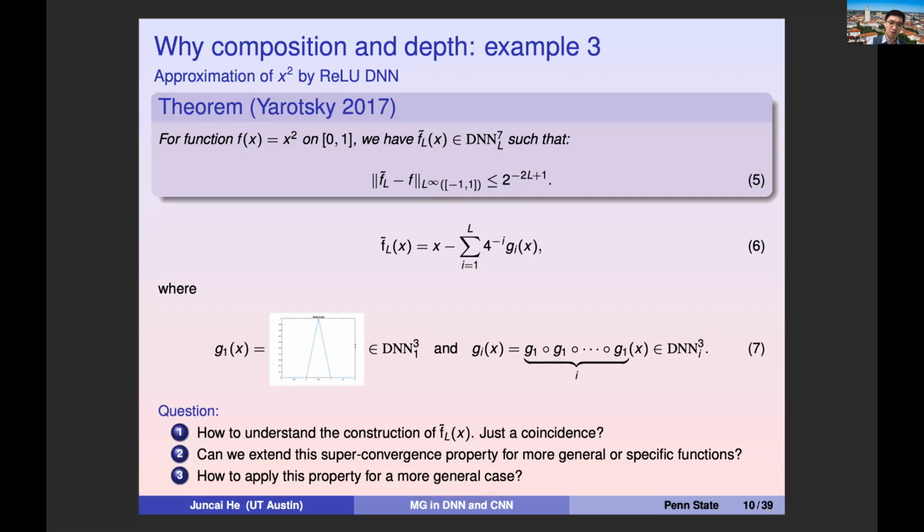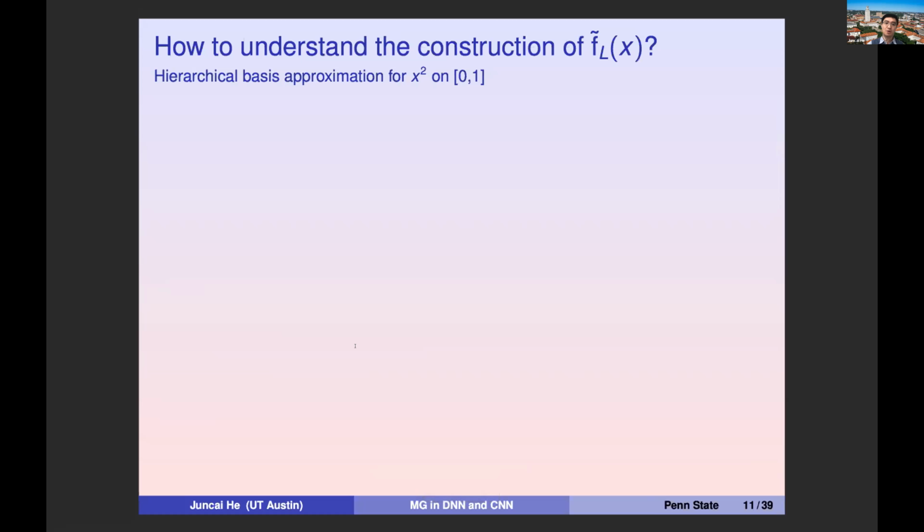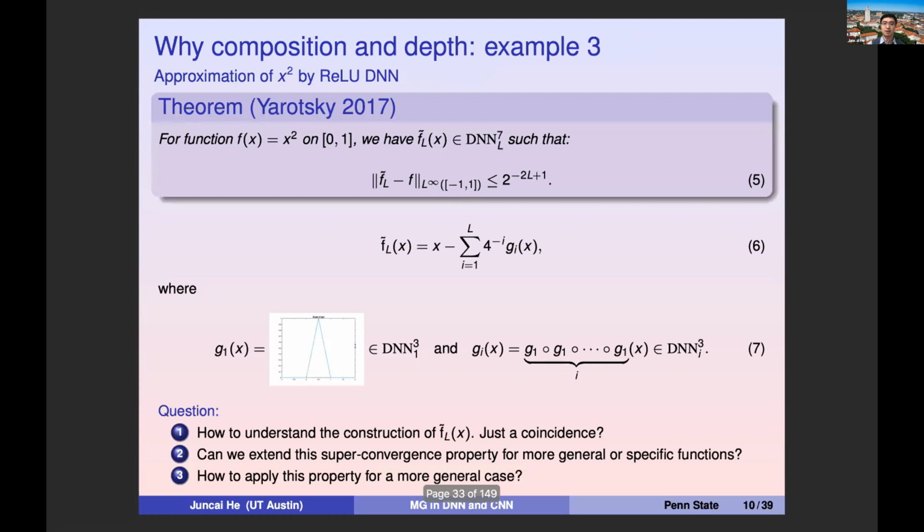Then the last question is: can we apply this to a more general case? Well, we can achieve x squared. What else can we obtain from this result? So let's answer the three questions one by one. The first one is how to understand the construction of this f tilde, this beautiful result for x squared.